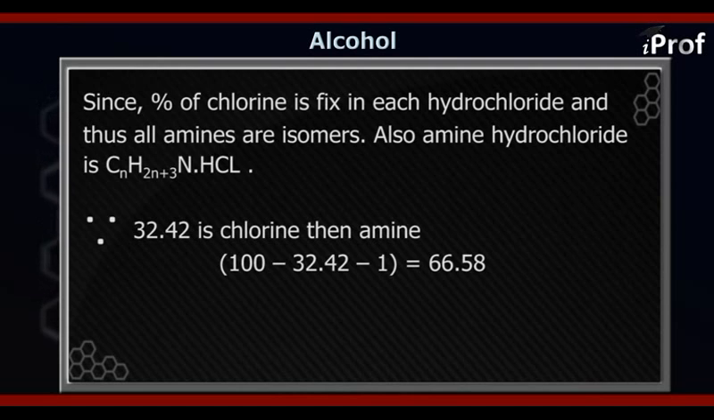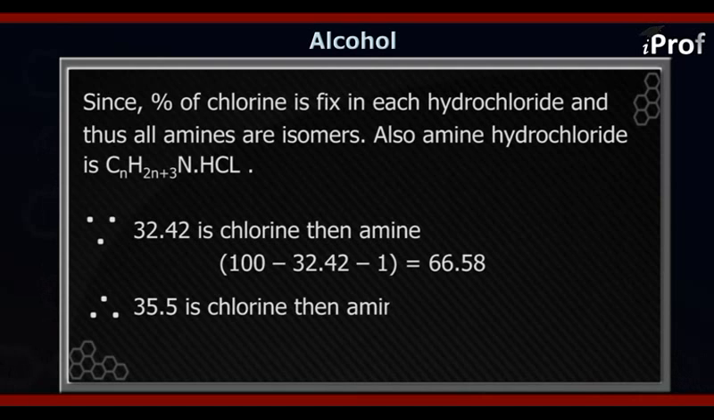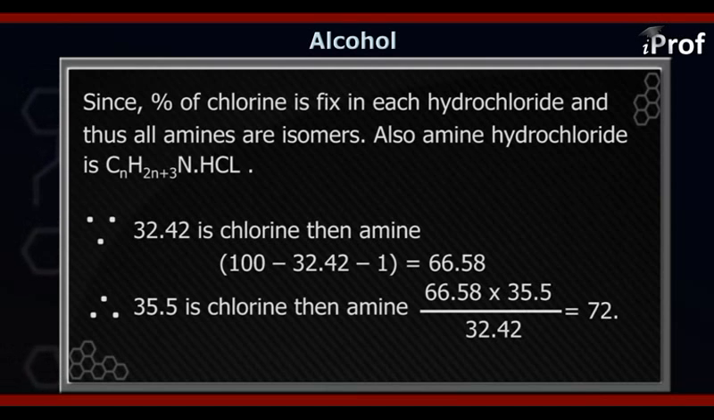Now suppose you have 35.5 grams of chlorine. In that case, your amine will be 66.58 divided by 32.42, multiplied by 35.5. So the weight of the amine which you will get over here is equal to 72.9. This 72.9 is the molecular mass of the amine. So this is the molecular weight of the amine.